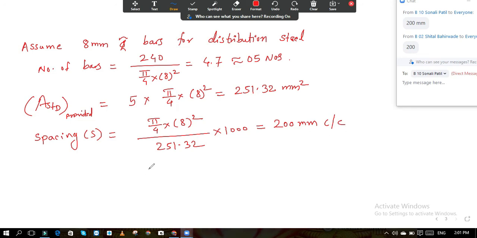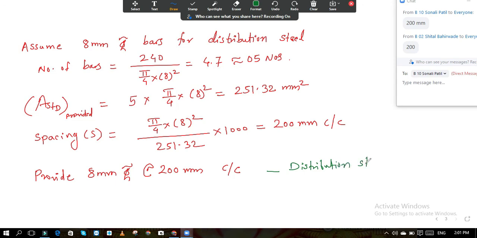So here we can write: provide 8 mm diameter bars about 200 mm center to center. Okay, so this is our distribution steel. This is our distribution steel.